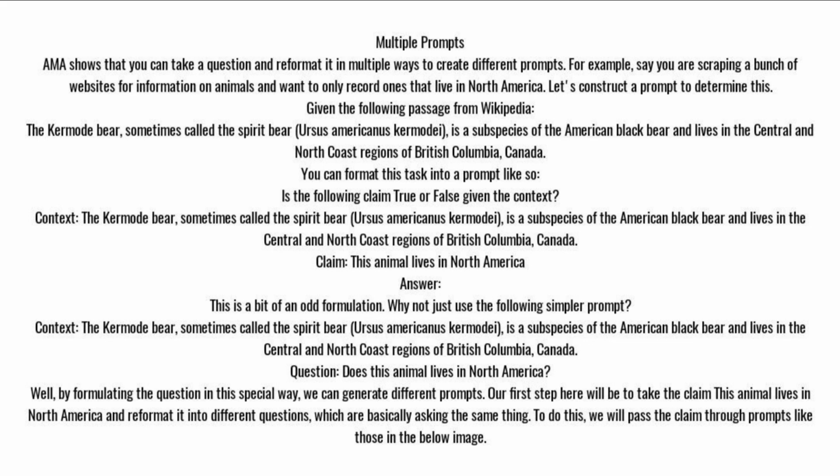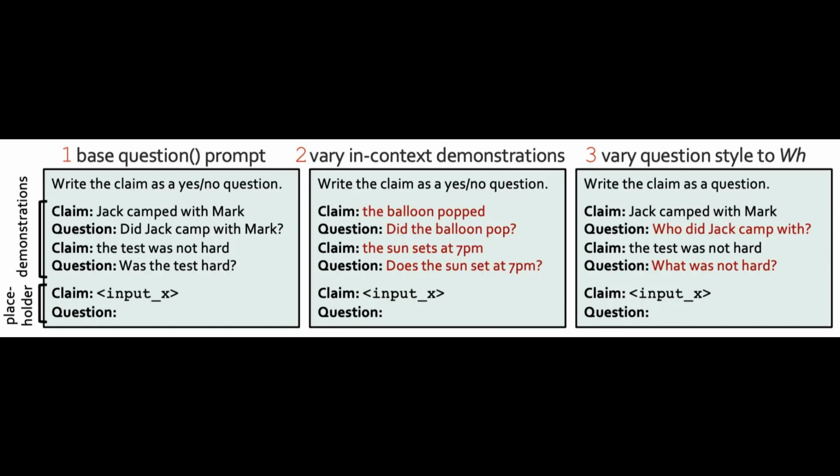Answer: this is a bit of an odd formulation. Why not just use the following simpler prompt? Context: the Kermode bear, sometimes called the spirit bear, Ursus americanus kermodii, is a subspecies of the American black bear and lives in the central and north coast regions of British Columbia, Canada. Question: does this animal live in North America? Well, by formulating the question in this special way, we can generate different prompts.